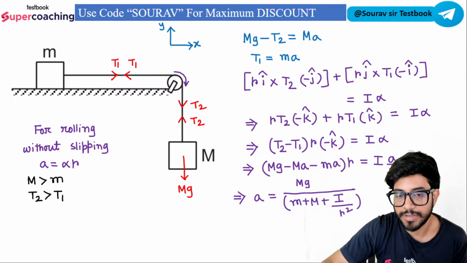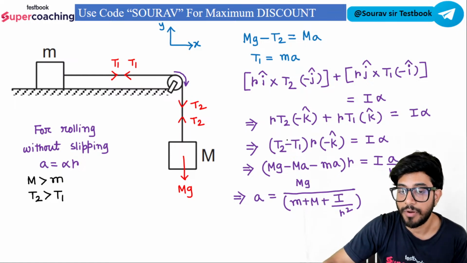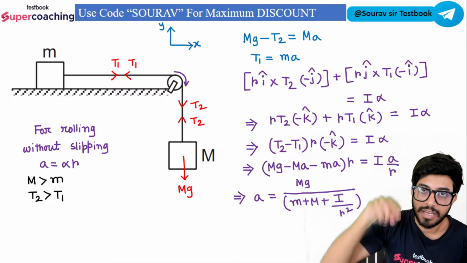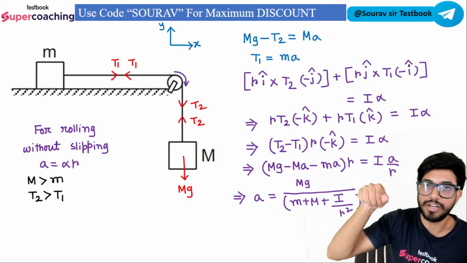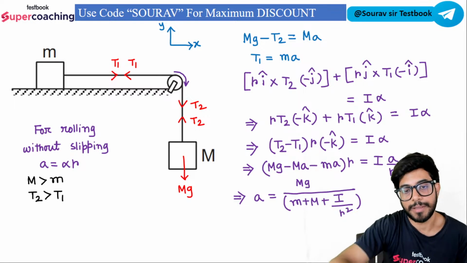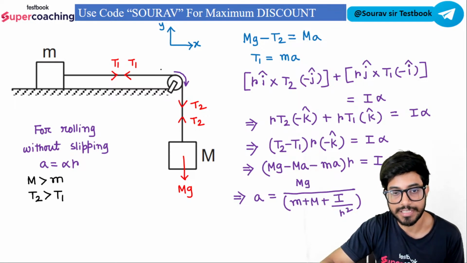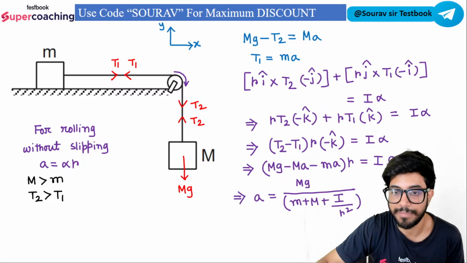If T2 is greater than T1, then T2 minus T1 is positive, so the resulting torque is positive and acts along the negative z cap. Negative z-axis is inward, so the torque acts into the plane, and the rotation will happen clockwise. So the pulley will rotate in this direction, this mass will come down and this will go up. Good, everything is happening according to our plan.